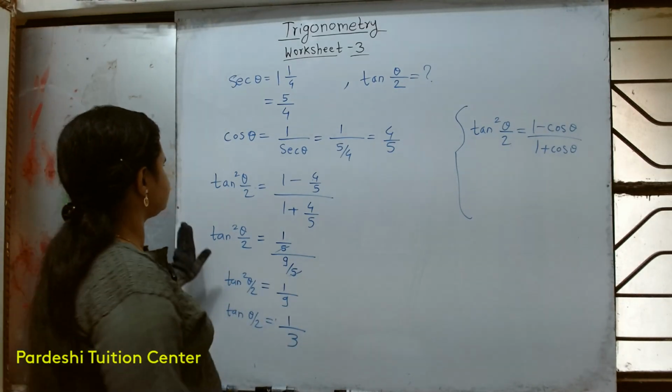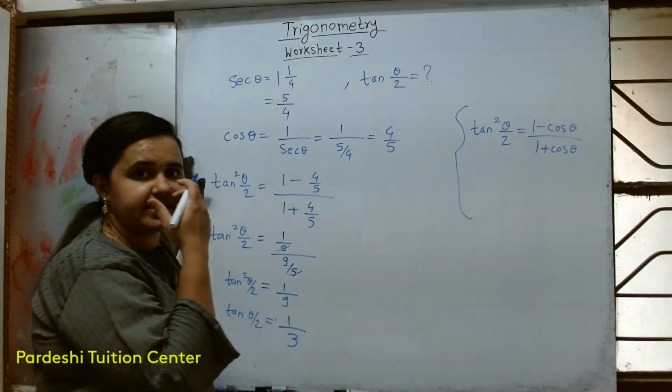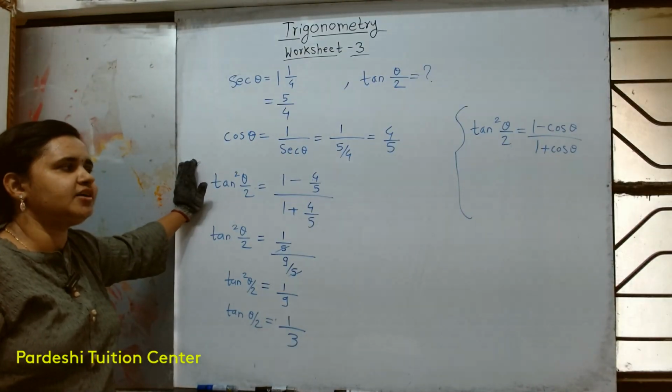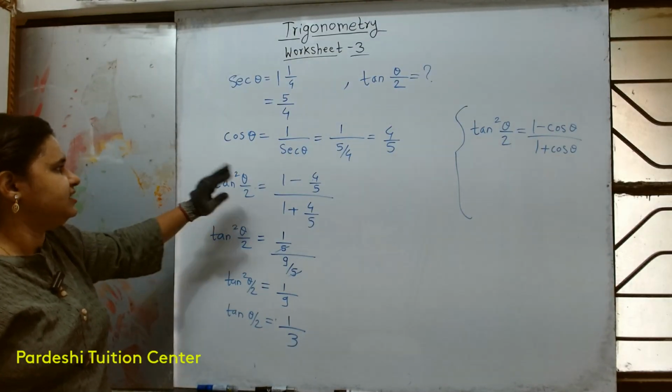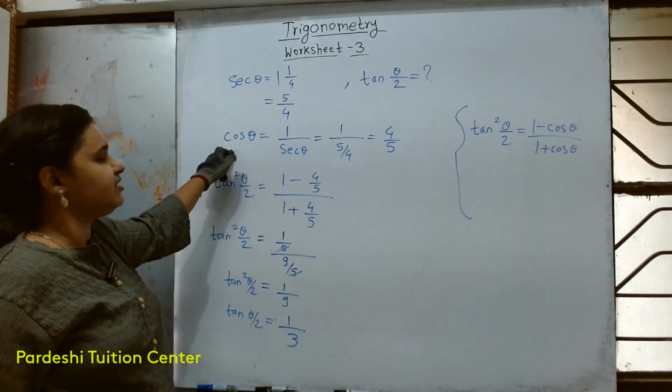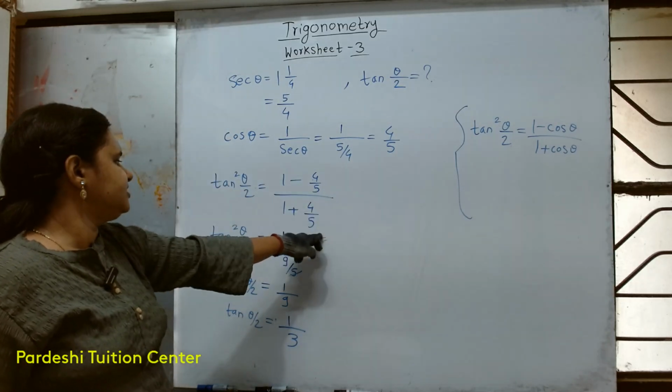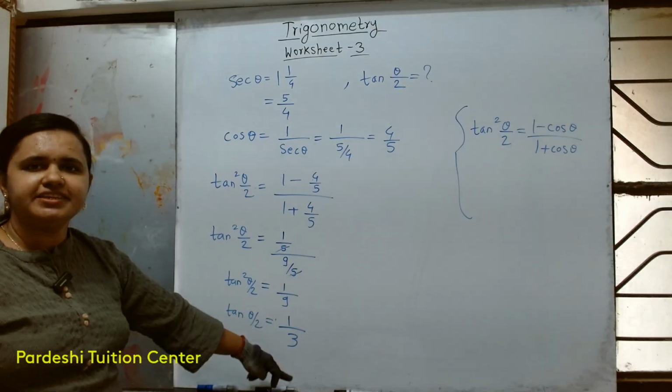We have just used that formula, tan square theta by 2 equals 1 minus cos theta upon 1 plus cos theta, and just put in the value of cos theta. From sec theta we have calculated cos theta, and just putting in the values we have calculated tan theta by 2. Okay.